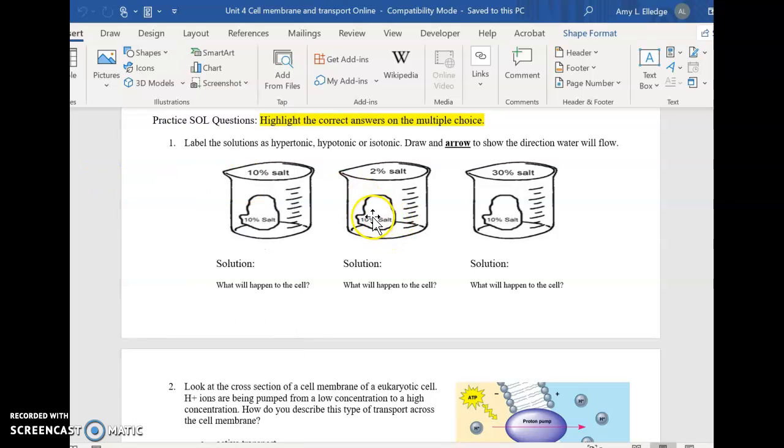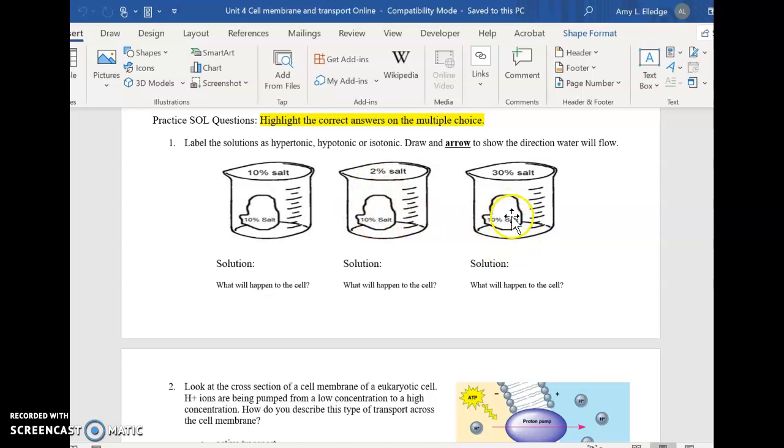All right, over here we got 10% in the cell, 2% outside. Water always moves towards the most solute. So that means water is going to go into this. And this is hyper, which means the outside is hypo, it's less. And if all that water is going into that cell, it is going to swell and possibly burst if it's an animal cell, which it does look like an animal cell.